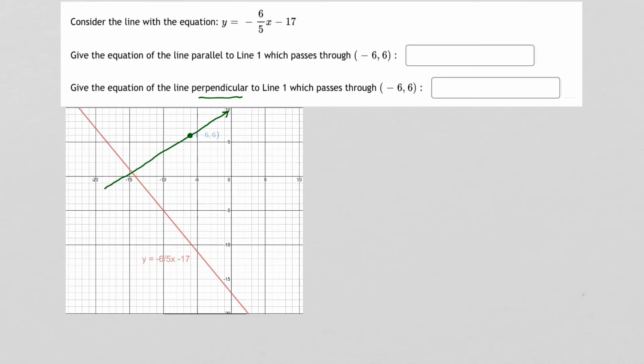To be perpendicular means to meet at right angles, perfectly right angles. So these two lines have 90 degrees in between them. So the question is, what is the equation for this line?